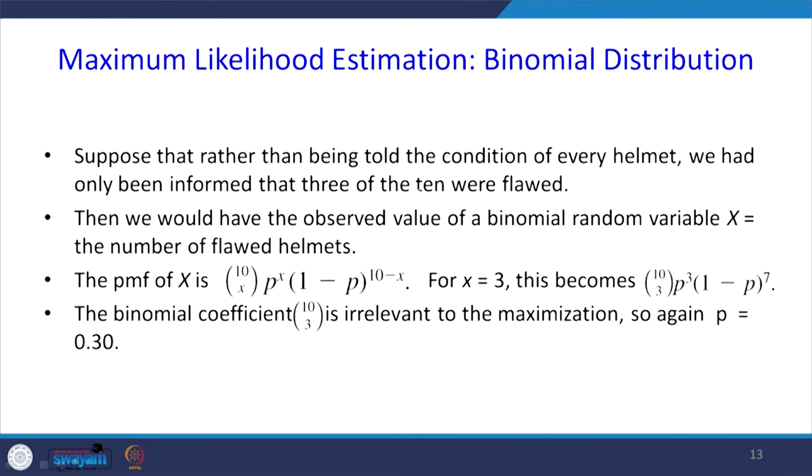Suppose that rather than being told the condition of every helmet, we had only been informed that 3 of the 10 were flawed, then we would observe the value of the binomial random variable x equal to the number of flawed helmets. When you substitute, 10Cx p power x into (1 minus p) power 10 minus x, with x equal to 3, this is 10C3 p^3 into (1 minus p)^7. We need not bother about the coefficient 10C3, because that is just a constant and not a function of p. So, the binomial coefficient 10C3 is irrelevant to maximization. So, again p equal to 0.3.